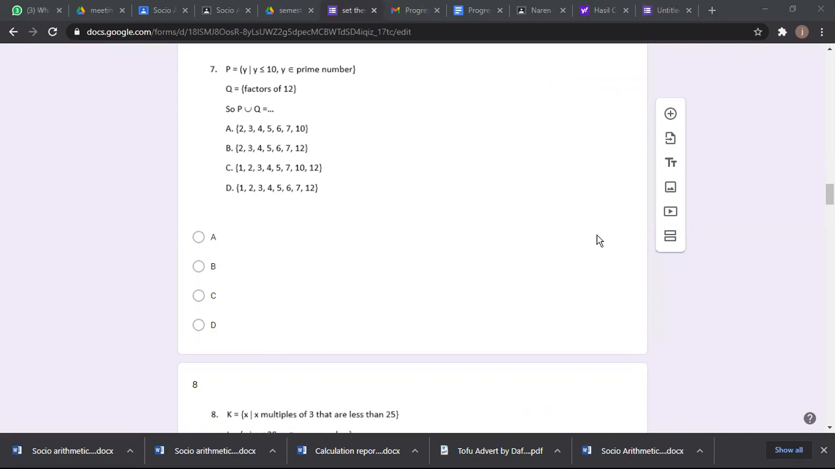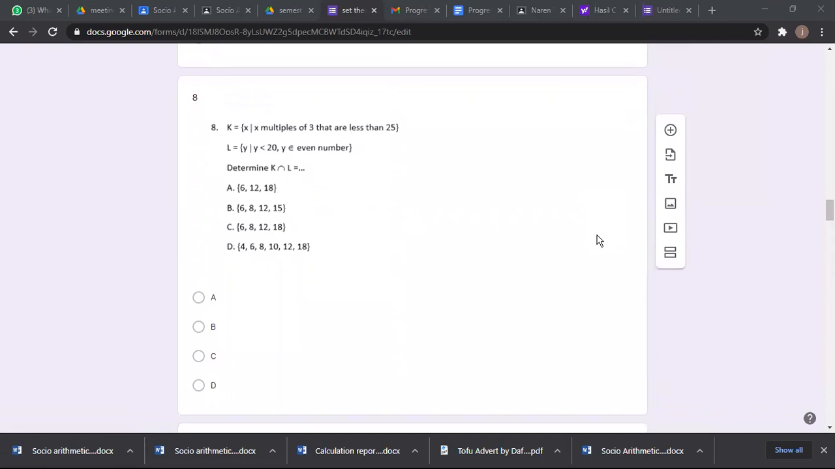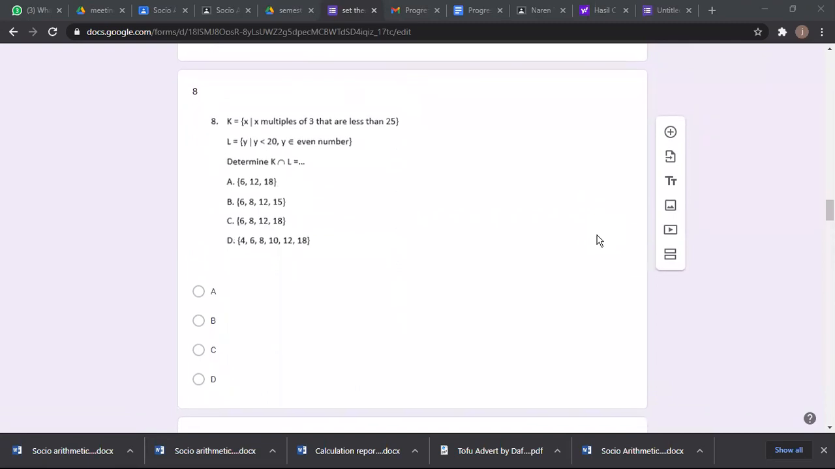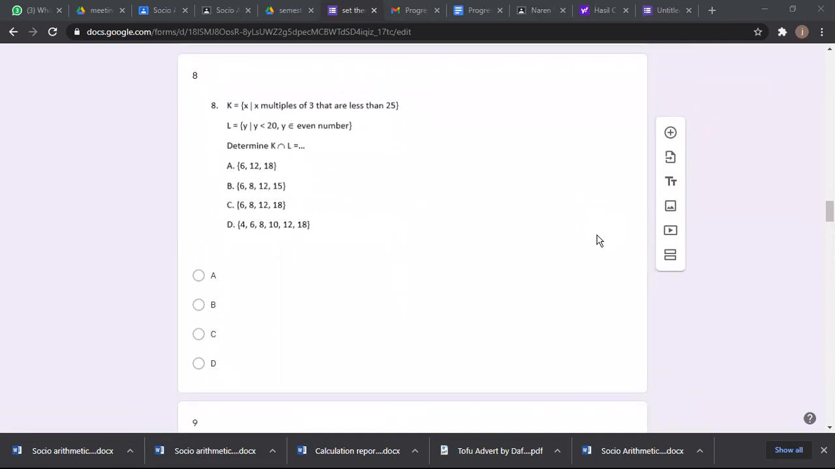Okay, next we move to number 8. So here we have multiples of 3 that are less than 25. So we can write, start from 3, 6, 9, 12, 15, 18, 21, 24.